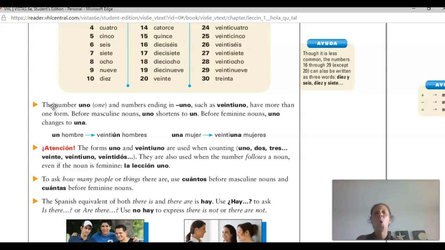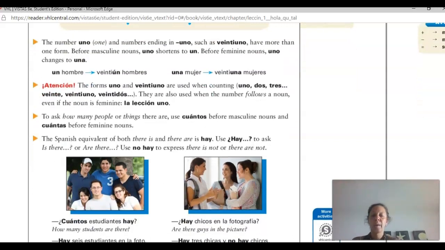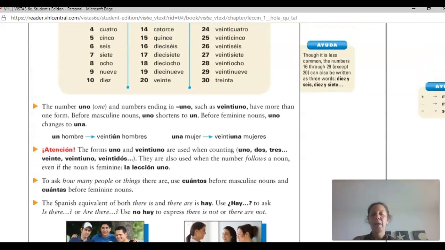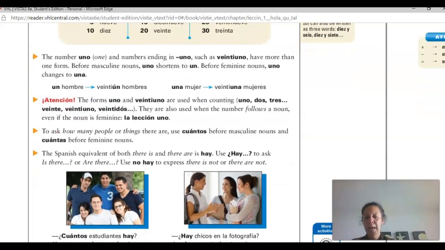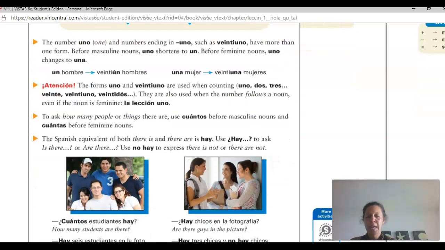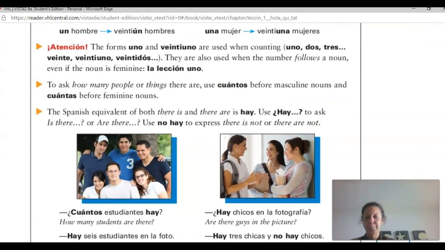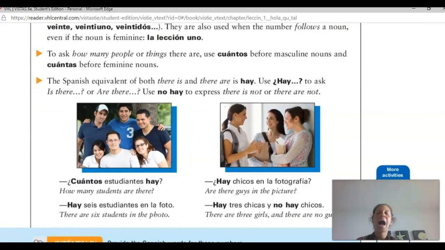Instead of uno teléfono, because that doesn't make sense, we're going to say un teléfono, okay? Un teléfono. Una profesora. Un estudiante, okay? Bien. The same thing with 21, ¿verdad? 21 teléfonos. And what else? I think the most important thing in this list is hay, H-A-Y.